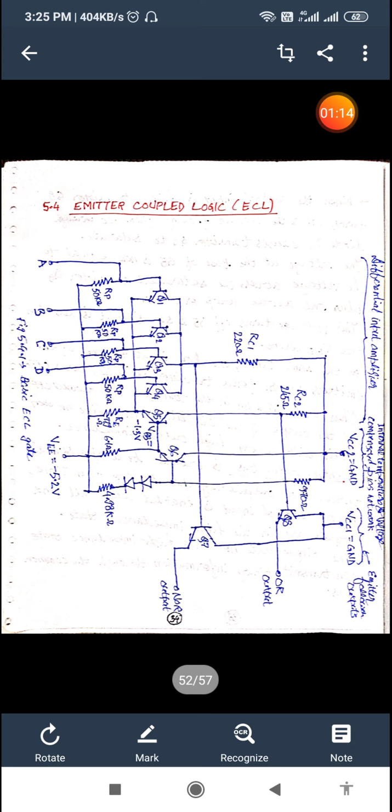But the problem is its noise immunity and power dissipation are worst of all the available logic families. So why use it? For the high speed operation, for the lowest propagation delay of 1 to 2 nanoseconds. And what are the disadvantages for that? Noise immunity and power dissipation are worst. Now see the construction of ECL.